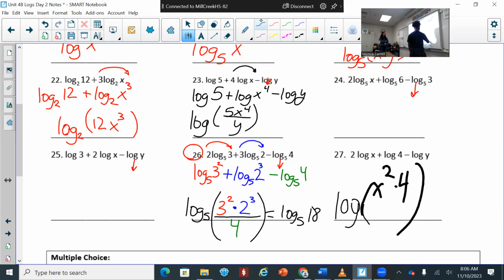Okay, check it. Is that what you got? Good. If you wrote the 4 in front of the x squared, that would be okay too. The order doesn't matter. Normally we see the numbers, the ones that are not variables, in front of the variables, but that is perfectly fine. Anybody want to try number 24 or 25?